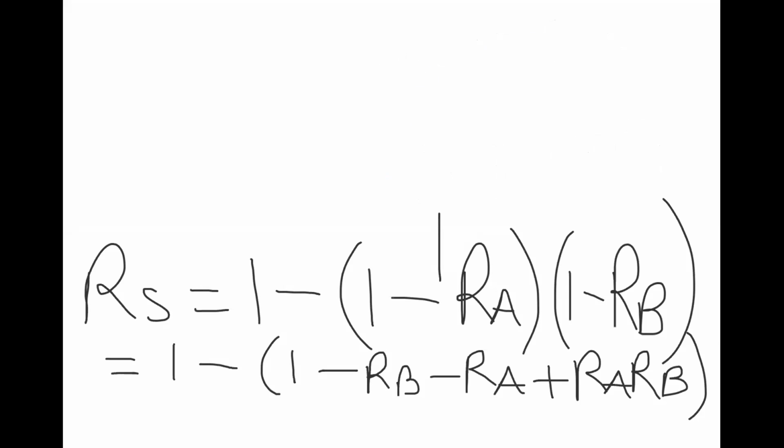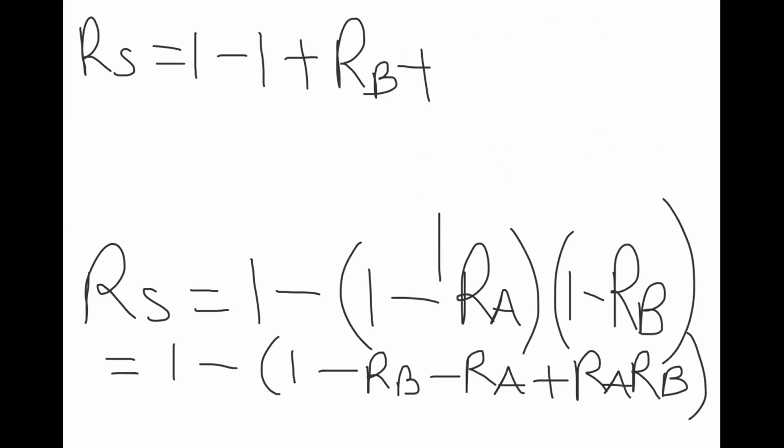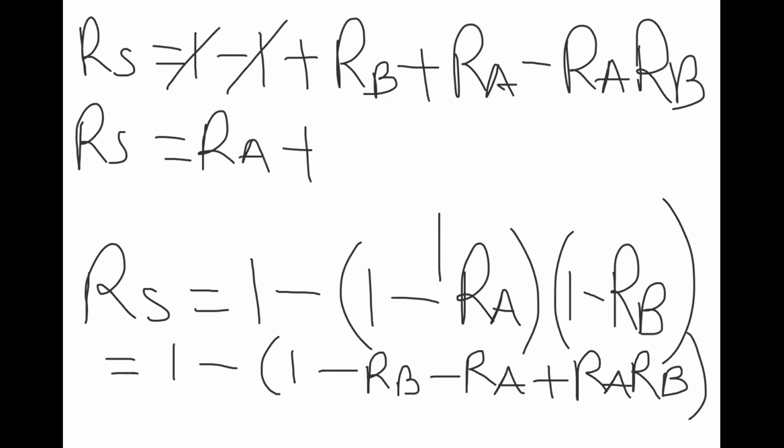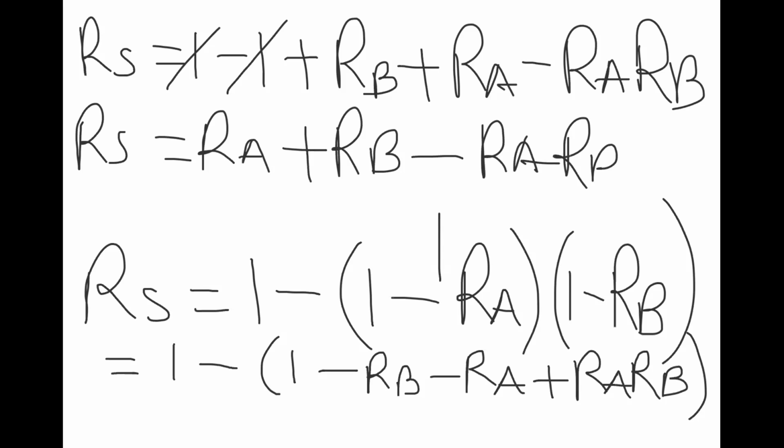Now, RS is equal to 1 minus, open the parenthesis, 1 minus RA minus RB plus RA RB. You can see that now when you try to expand that. Now, plus 1 cancels minus 1. What is RS? RS is just going to be RA plus RB minus RA RB. What does it look like?